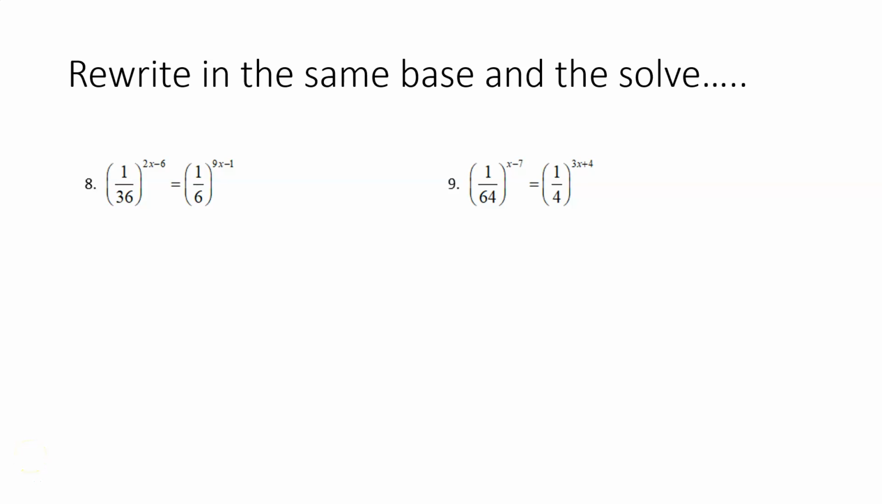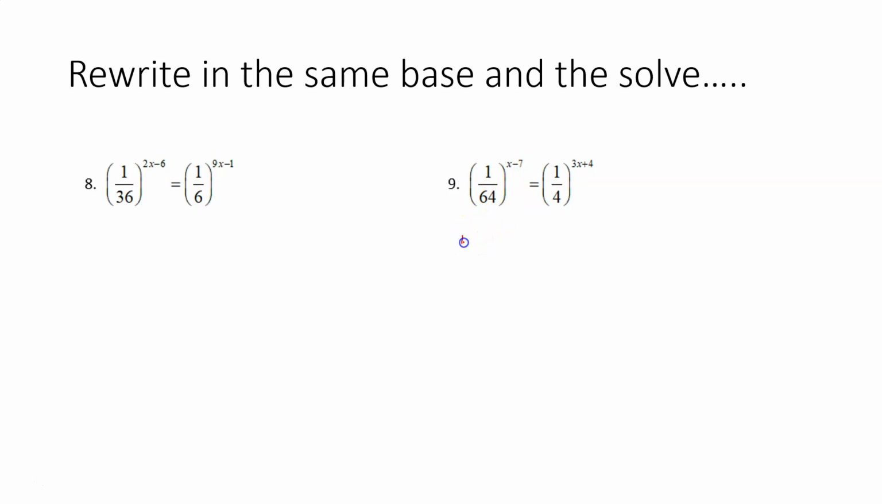Okay, problem 9 is similar to problem 8. We have to get a common base. So we have to think back and what kind of exponent leads to a fraction? Well, that's a negative exponent. So we want these negative exponents to have the same base. Well, we have 4, and 4 to the negative fourth power becomes 1/64.